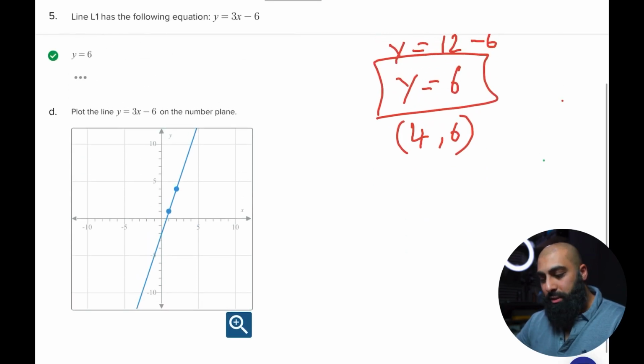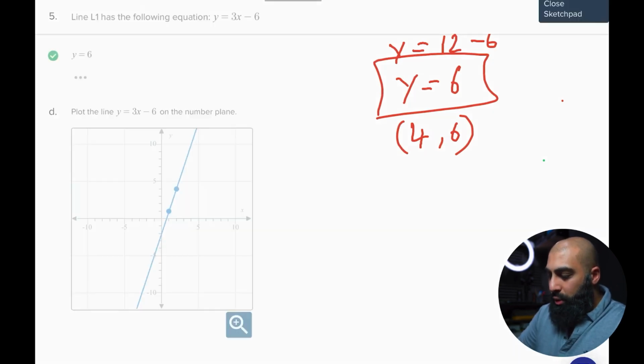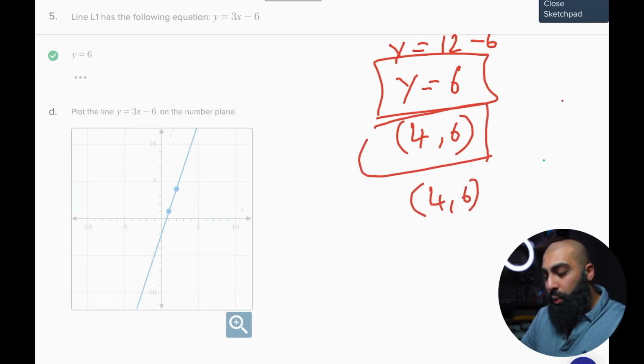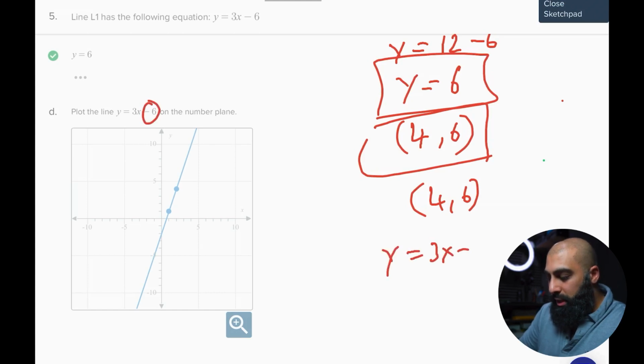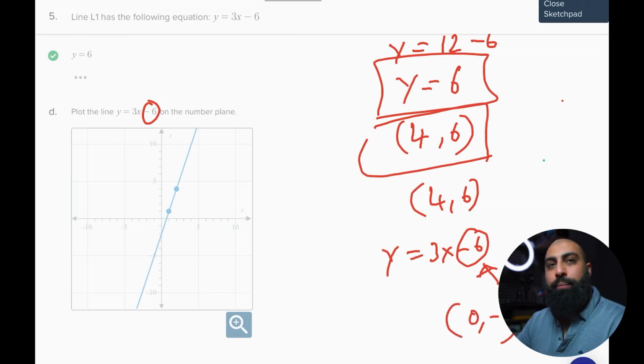Now it says plot this on the coordinate plane, in the Cartesian plane. We already have one coordinate anyway. The coordinate that we have is 4, 6. And we also know from the equation y is equal to 3x minus 6 that minus 6 is the y-coordinate. So we can do 0, minus 6. So 4, 6 and then 0, minus 6.